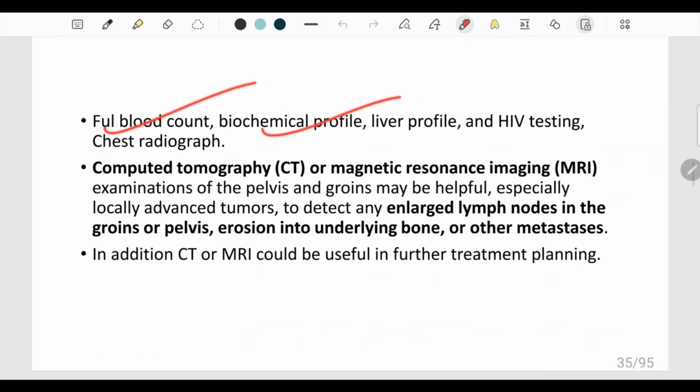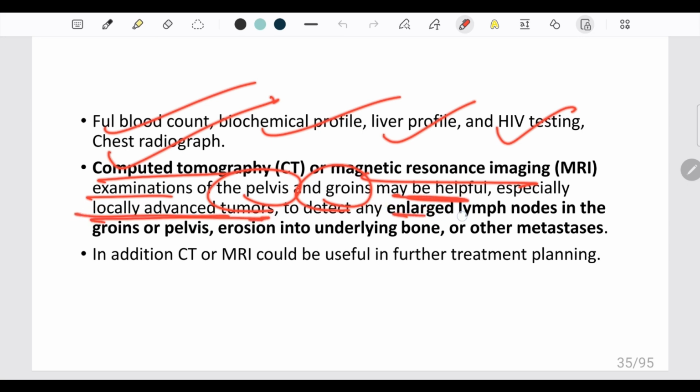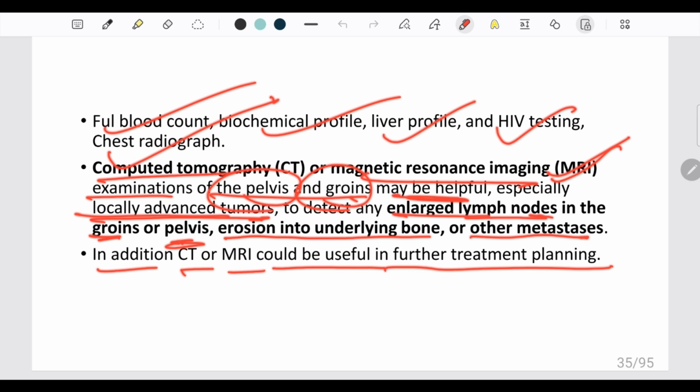Full blood count, biochemical profile, liver profile and HIV testing, and chest radiograph to do. CT or MRI examination of the pelvis and groins may be helpful, especially for locally advanced tumor, to detect any enlarged lymph node in the groin or pelvis, or erosion into the underlying bone, or other metastases. So CT or MRI of the pelvis and groin, mainly MRI is preferred. In addition, CT or MRI could be useful in further treatment planning.